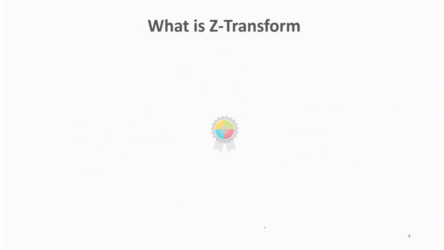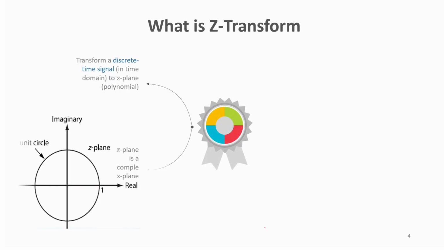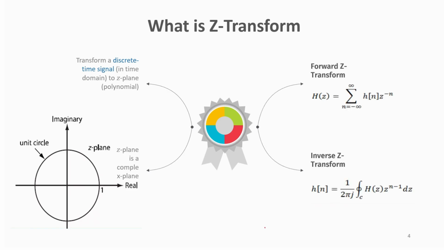What is Z transform? The Z transform is a mathematical tool used to analyze discrete time signals and systems. It works by transforming a signal from the time domain into the Z plane, which is a complex plane made up of real and imaginary parts.